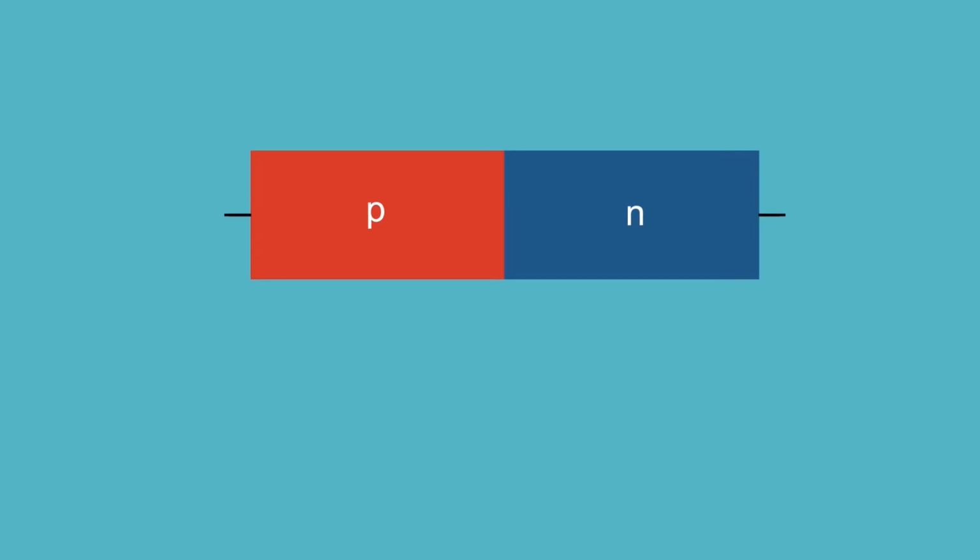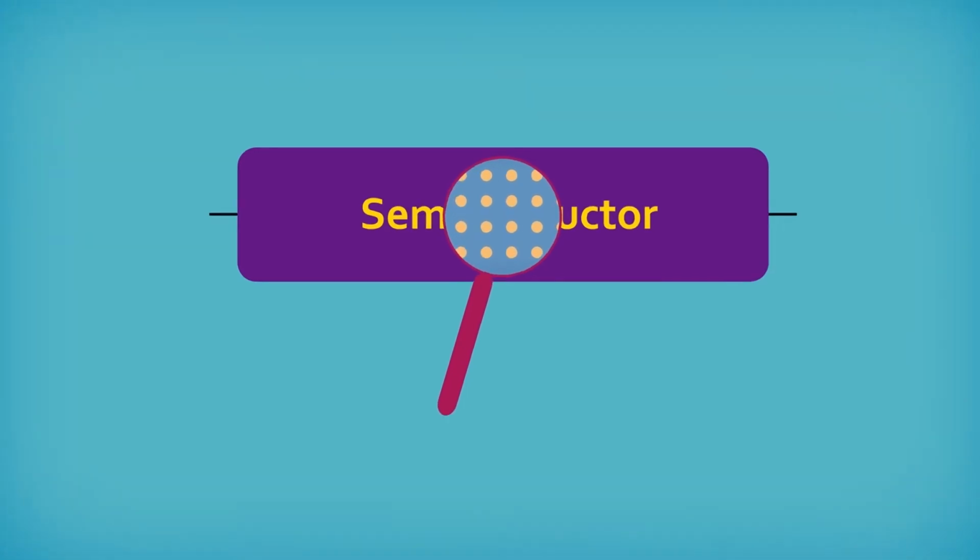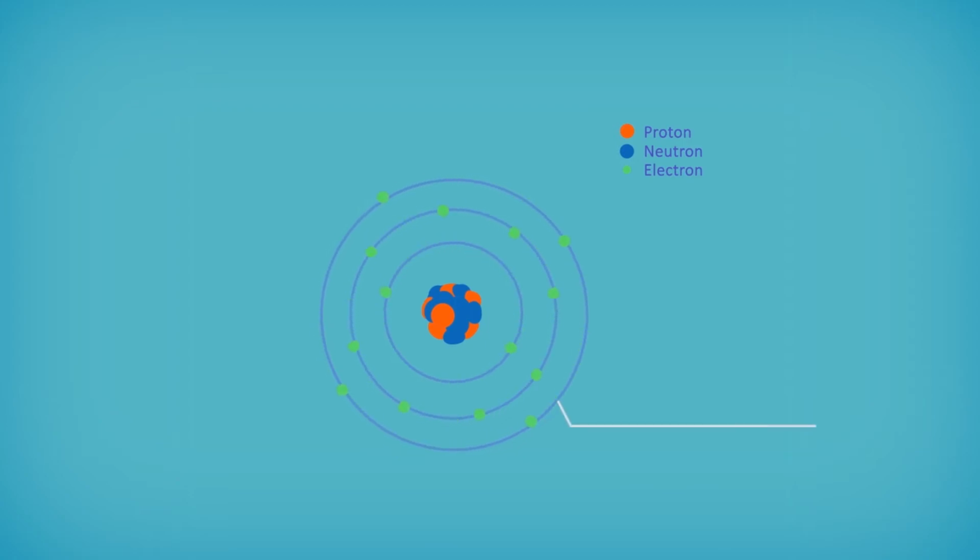A p-n junction is made from a semiconductor crystal. Properties of a semiconductor lie between that of a conductor and an insulator. Now, let's have a look into the atomic structure of the semiconductor. As you all know, atoms are made up of a nucleus with positively charged protons and neutral neutrons. Negative electrons revolve around the nucleus. The path of these electrons is known as energy levels. The outermost energy level is said to be the valence region. So, we can see that there are 4 electrons in the valence region of a semiconductor.